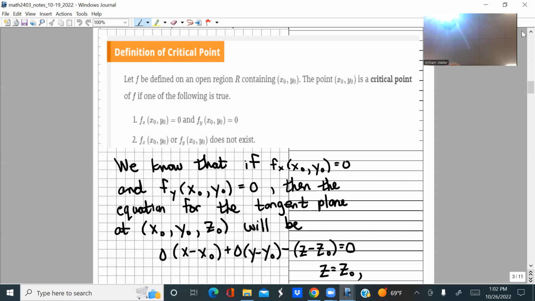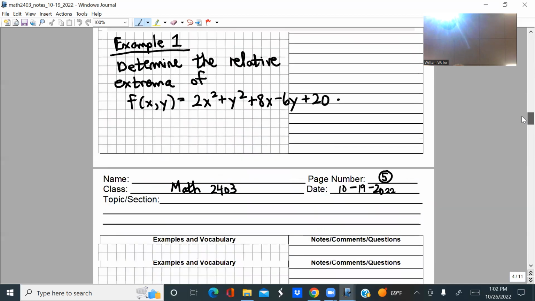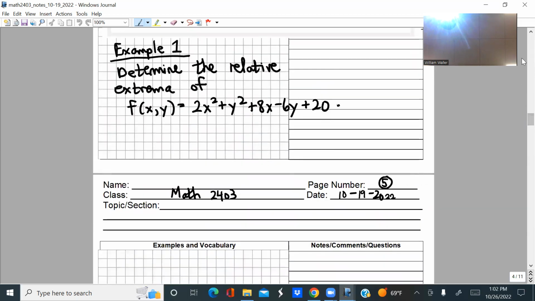Let me try one example here before we quit. Okay, all right. So we're going to jump right into it. Find the relative extrema, that means relative maximum and relative minimum, of this function. I'm not going to show you the graph of this one yet. This is a quadratic surface, though. So this is some sort of quadratic surface.